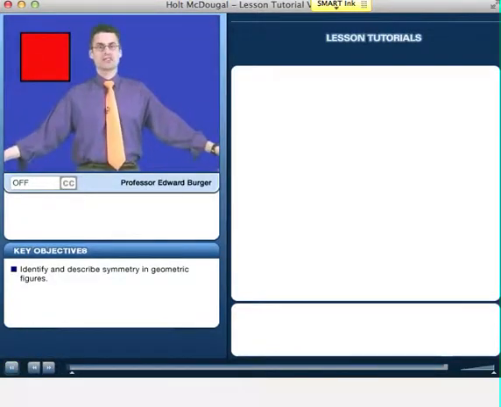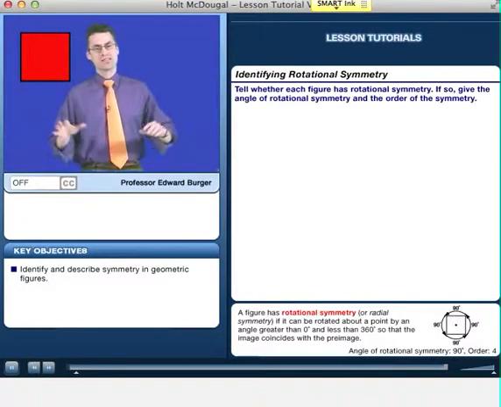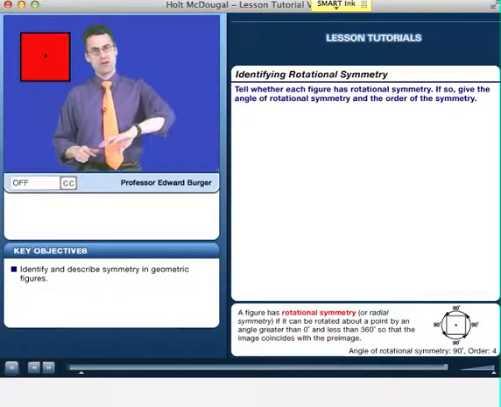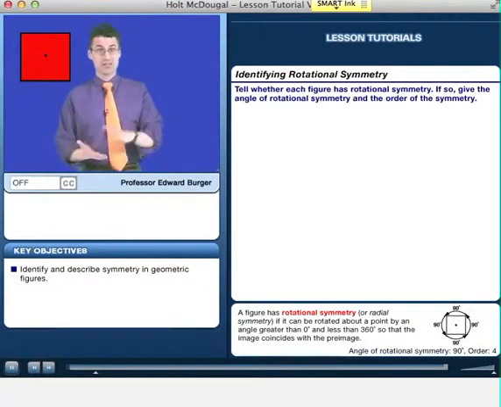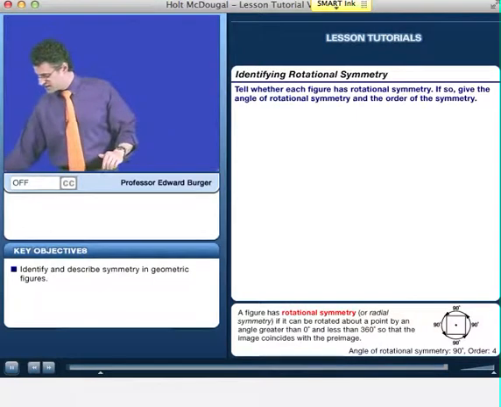Another type of symmetry is called rotational symmetry, where in some sense there's a fixed point, and when you rotate by a certain angle about that fixed point, you actually see the image coincides with the original image. Let's take a look at some examples.